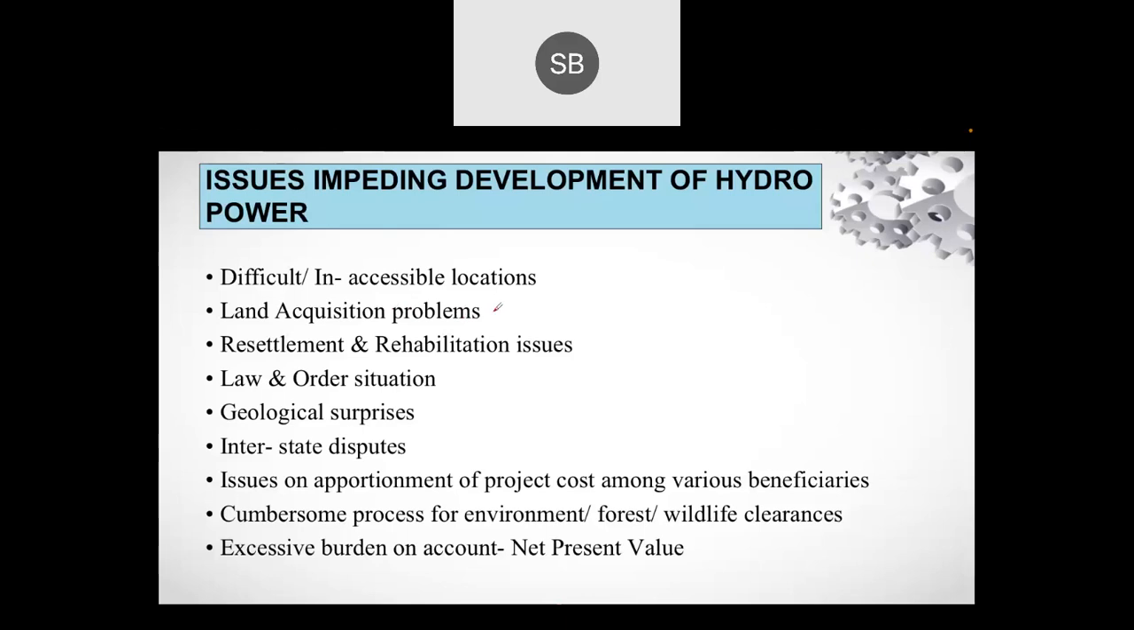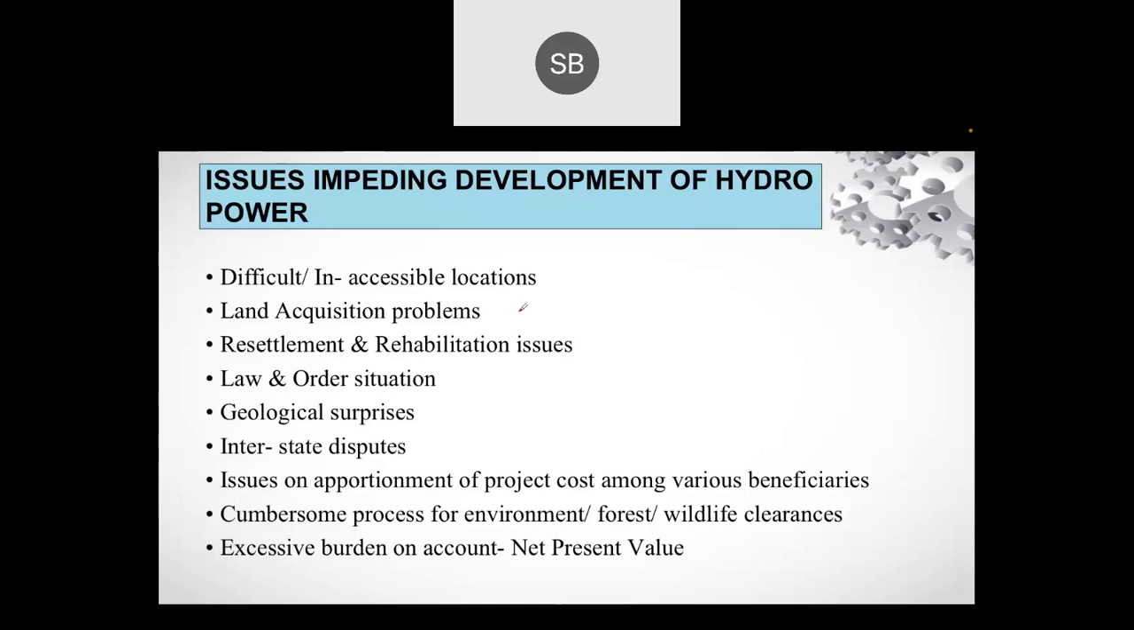Second, land acquisition problem. That is another major problem, because for the hydroelectric power plant we require a very large area of land. So in that case, to acquire that particular land is a problem itself.